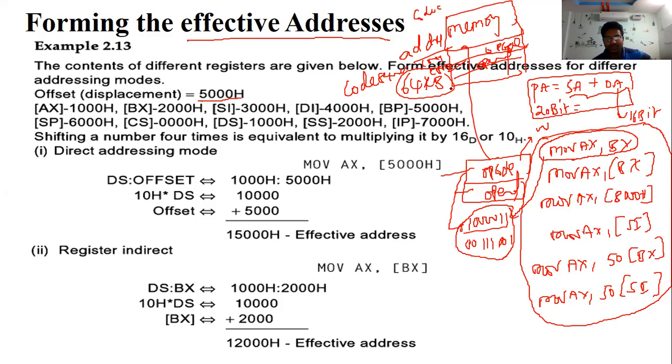So how to calculate that effective address? Now we are going to see an example. For that purpose, we are assuming values. Remember, these are assumed values, not fixed values.